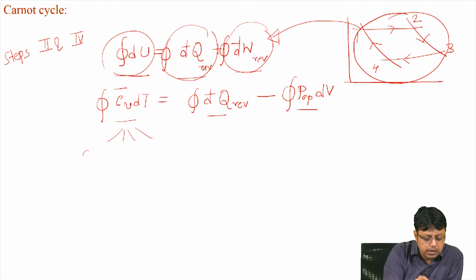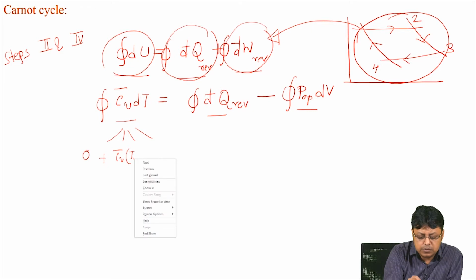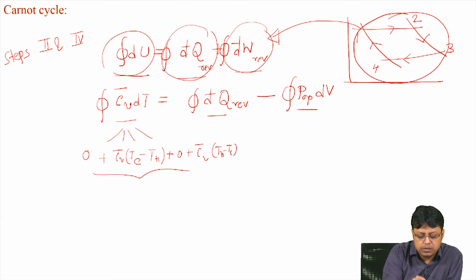Now, for example, in the first case Cv dT was 0 because it was isothermal, and then we had some Cv dT which is basically Cv T, the final temperature was Tc minus Th. Then again it was 0 for the third step, and in the fourth step it was Cv Th minus Tc, which basically cancelled out. And then let us just focus on this term which says P opposing dV.